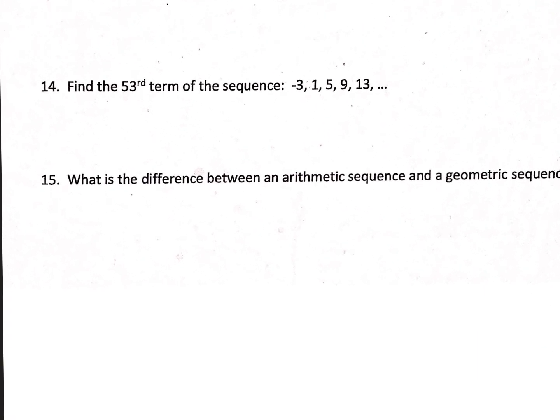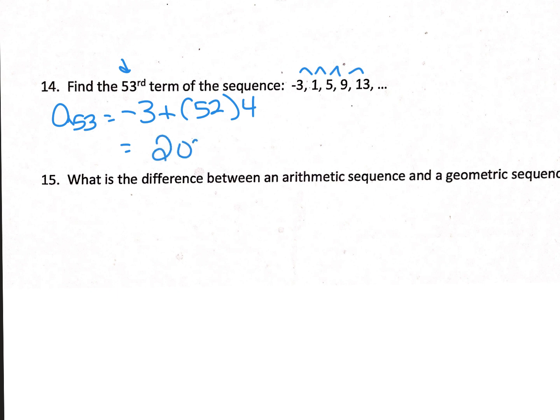14. 14 says find the 53rd term. Now look at what kind of sequence that is. Is the difference the same? Are they adding the same thing, or are they multiplying the same thing? They are definitely adding 4. That means it's arithmetic. So I got to use the arithmetic formula, which is the first formula on your practice test. So the 53rd term is the first term, which is -3, plus n minus 1, where n is 53. So I'm going to put 52 times d. d is the difference, it's 4. So I'm just going to punch that straight in: 4 times 52 and -3. And I'm getting 205. So 205 would be the 53rd term of that sequence.